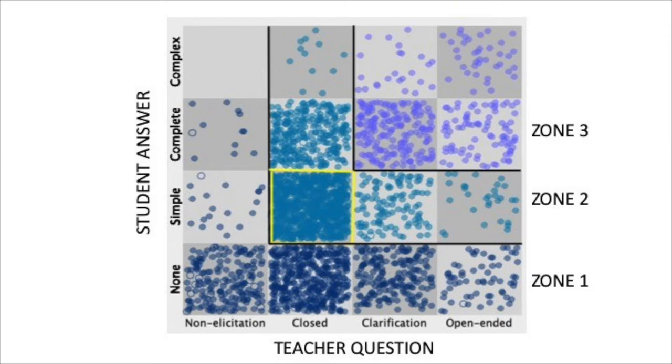We also notice that there was quite a large number of questions which were not answered, as you can see from all the dots on the bottom of the graph. And you see that the complex student answers are relatively scarce.